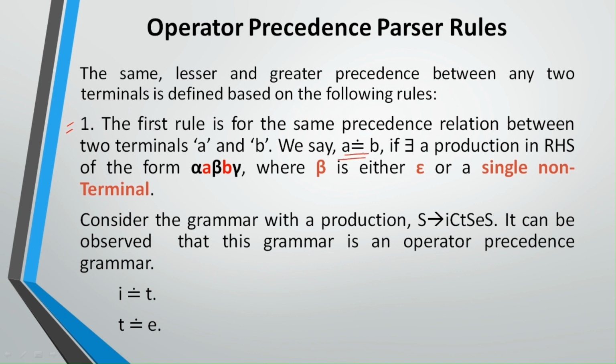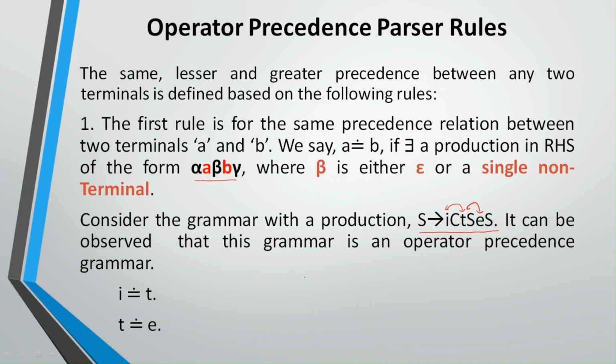We say A has the same precedence level as B if there exists a production whose RHS is of the form alpha A beta B gamma, where beta is either epsilon or a single non-terminal. For example, consider the grammar with a production S is rewritten as ICTSES. Comparing this with this production form, we can have same precedence level for I and T, and then T and E.